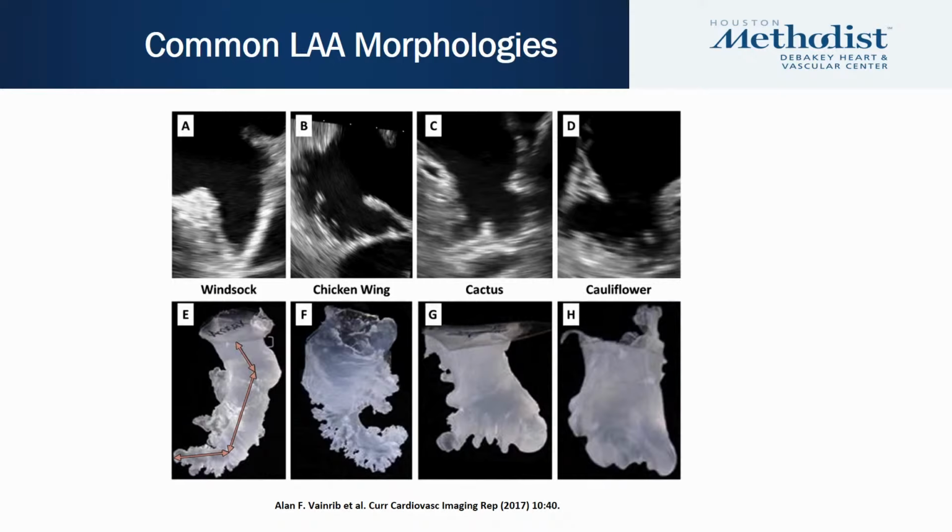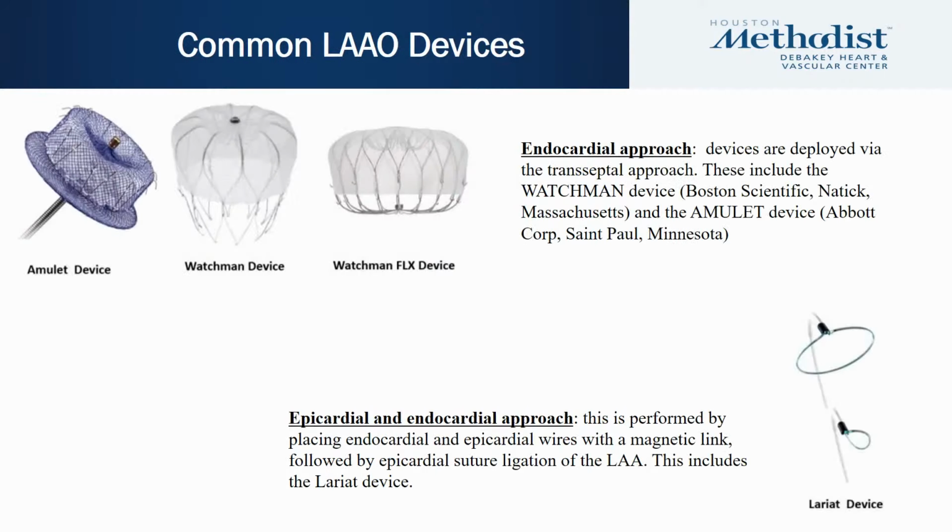And remember that when you're looking at your left atrial appendage, you want to look at it in different views, maybe use biplane imaging to unmask any additional lobes that might not be obvious using one view. So these are the main left atrial appendage morphologies out there.